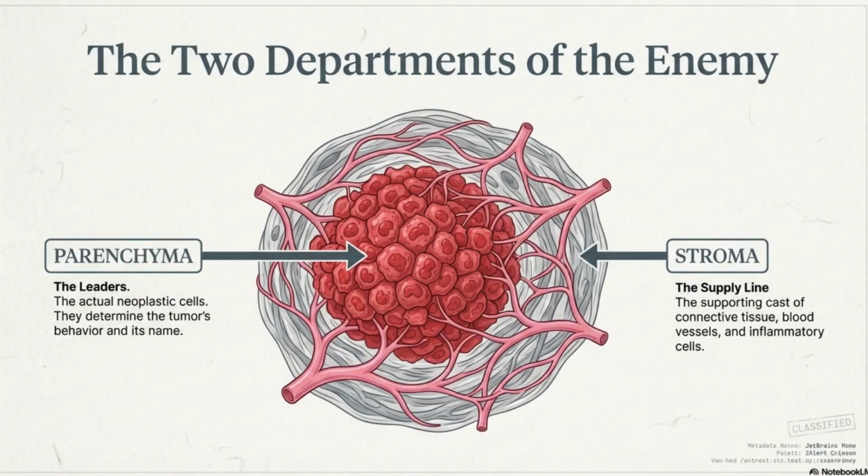Part 2. The anatomy of a tumor. Every tumor has two departments. The parenchyma, these are the actual neoplastic cells. They determine how the tumor behaves and what it's called. The stroma. It is the supporting cast. This includes connective tissue, blood vessels, and inflammatory cells.